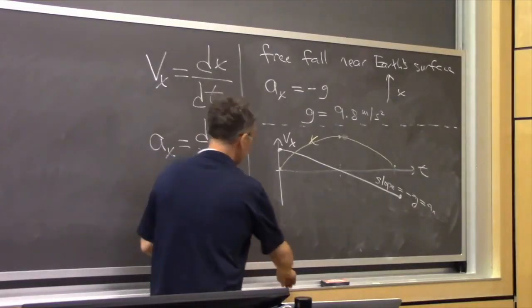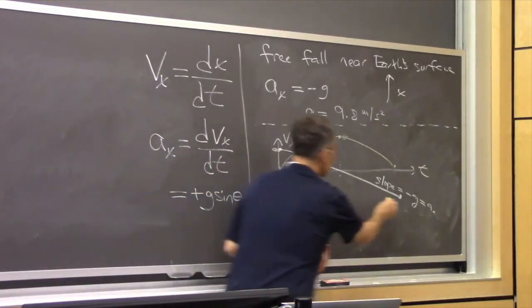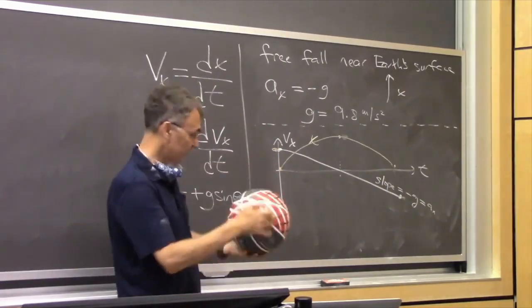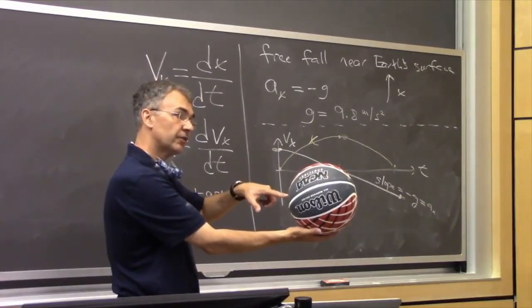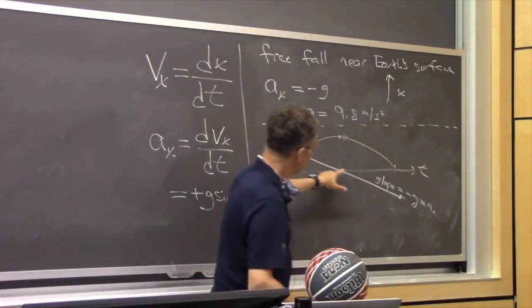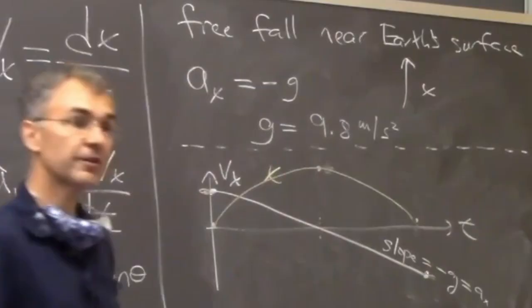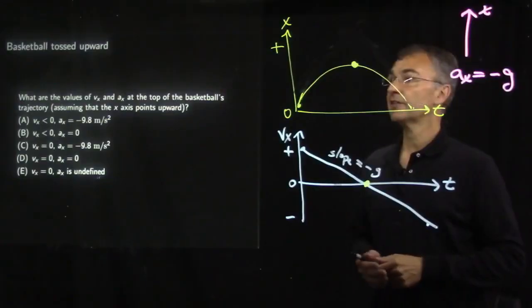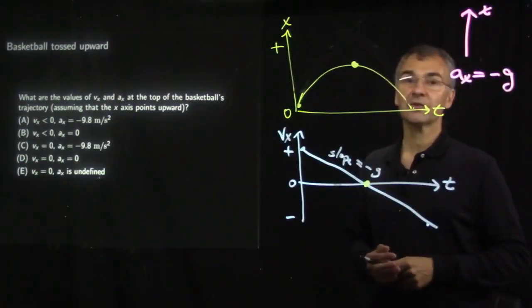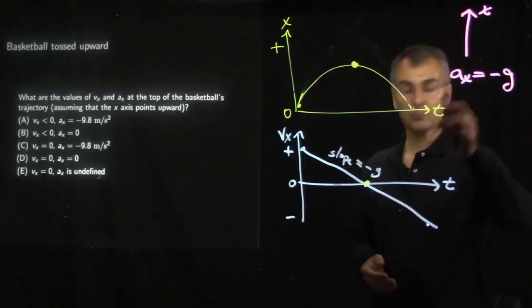Now you say, well, what if you could look in time, like a little bit before I threw it, or a little bit after I caught it? Then something different would be happening, because somehow my hand is abruptly changing the ball's velocity. But from the instant just after I release it until the instant just before I catch it, the acceleration is a constant minus g. For that basketball tossed upward, what are the values of v sub x and a sub x at the top of the basketball's trajectory, assuming the x-axis points upward?